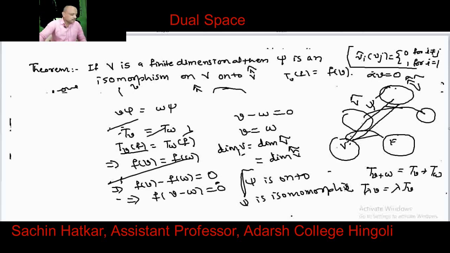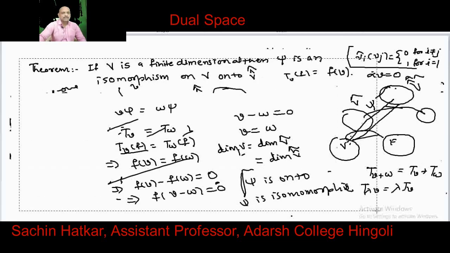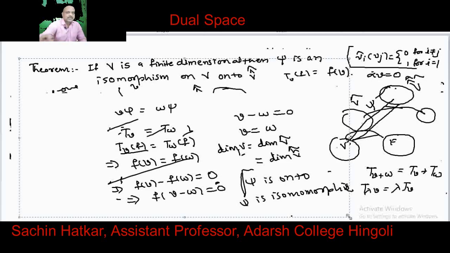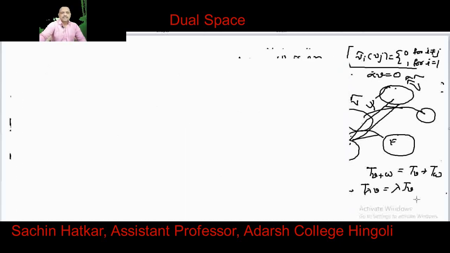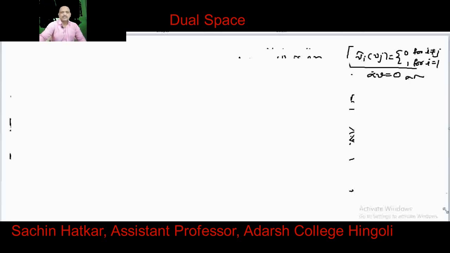Now we have proved how the dual space is formed and how there is an isomorphism from the vector space V into the second dual space. I hope you have got the idea of dual space and second dual space.